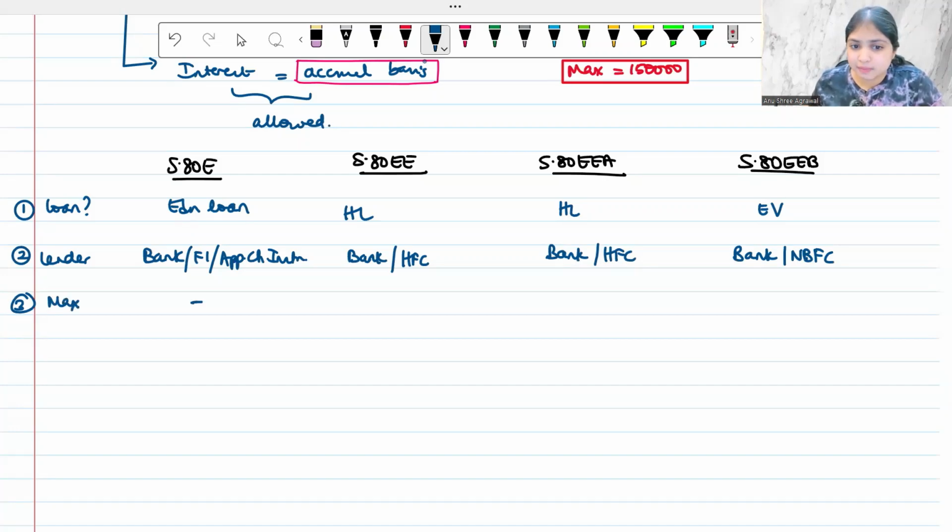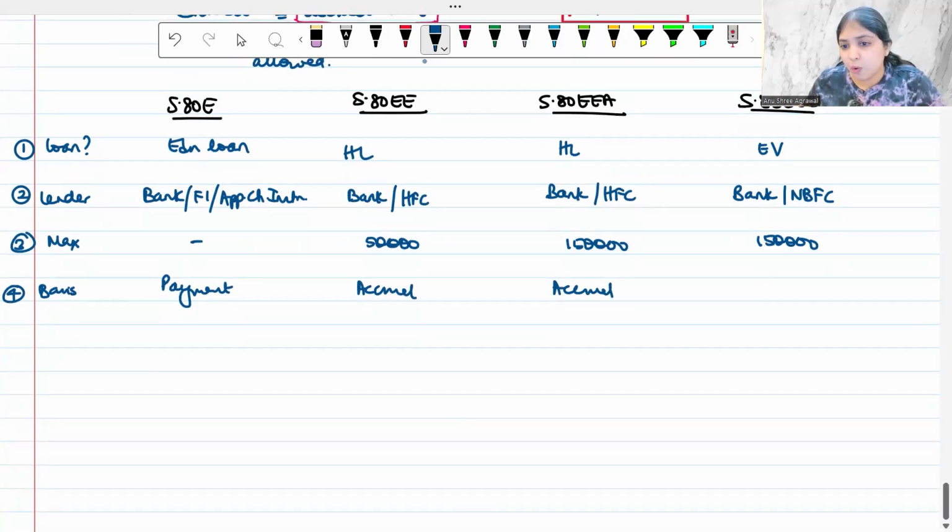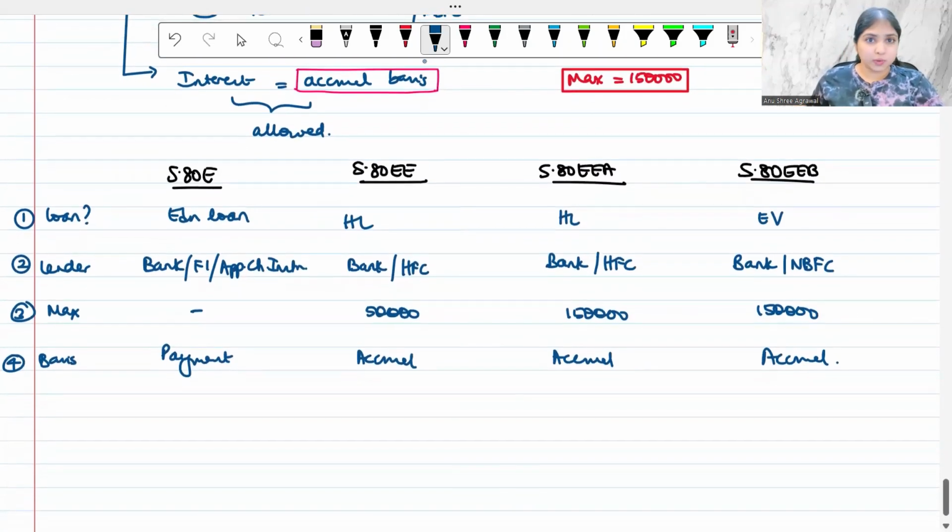80E, there is no maximum limit. 80EE, maximum 50,000 limit. 80EA, maximum 1,50,000 limit. 80EB, also 1,50,000 limit. Then on what basis do we allow the deduction? 80E, we allow the deduction only on payment basis, but 80EE, we allow the deduction on accrual basis. Even 80EA, we allow on accrual basis, and even 80EEB, we allow on accrual basis.